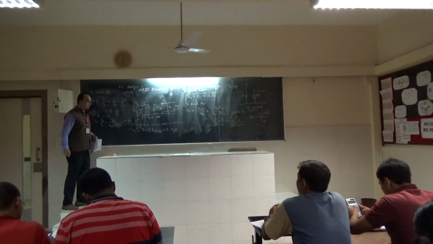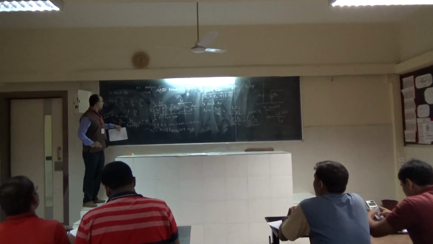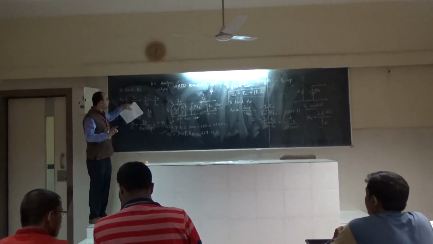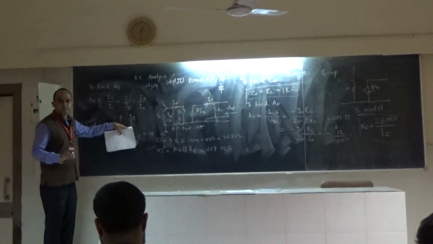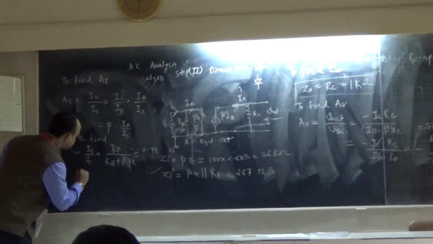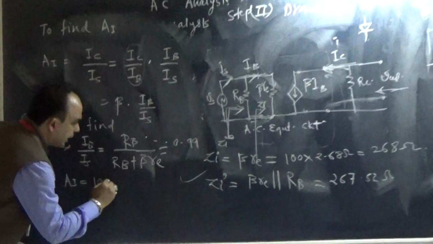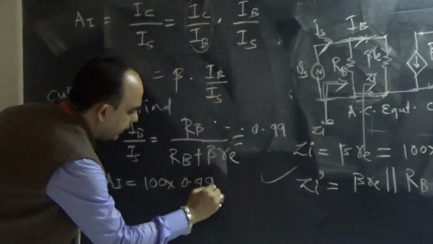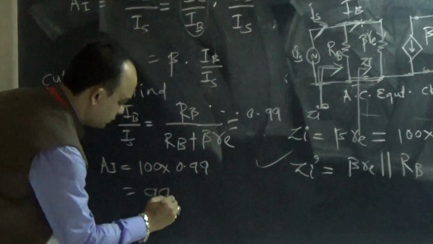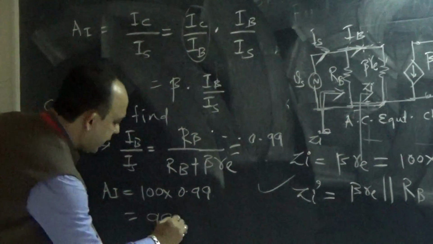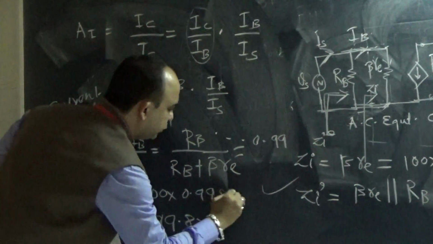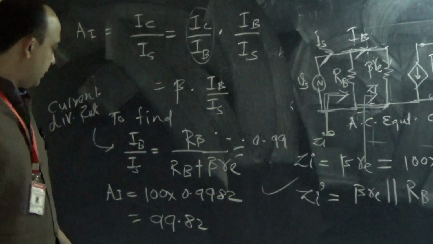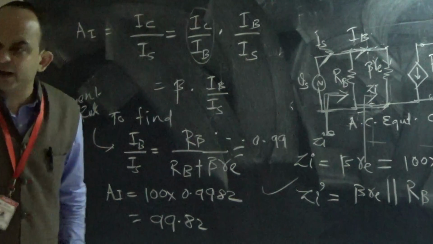0.99. Correct. But is this the AI? It is not AI. AI is beta times this ratio. So AI is equal to 100 times 0.99, so 99.82. Will there be any unit for 99.82?